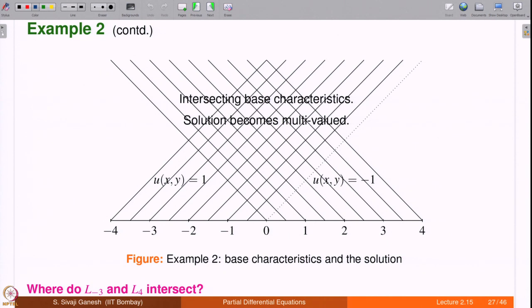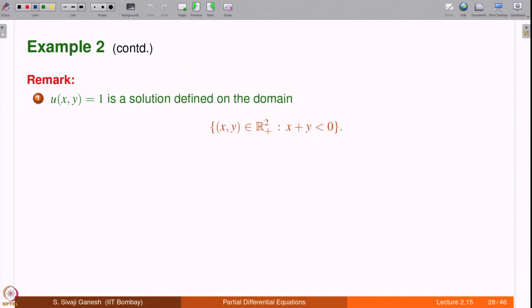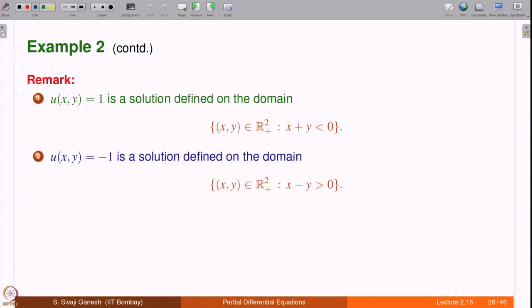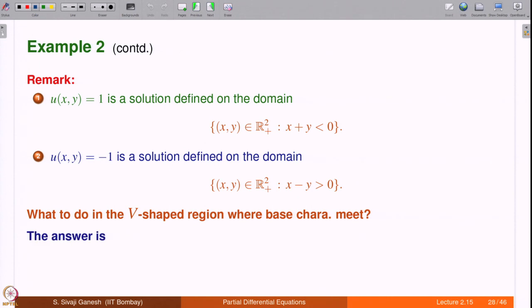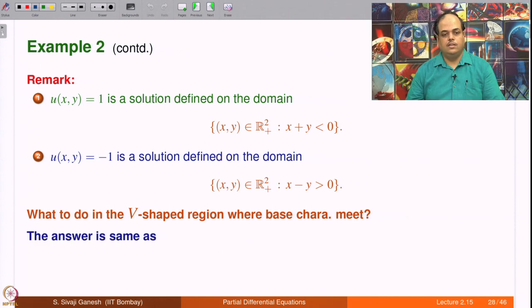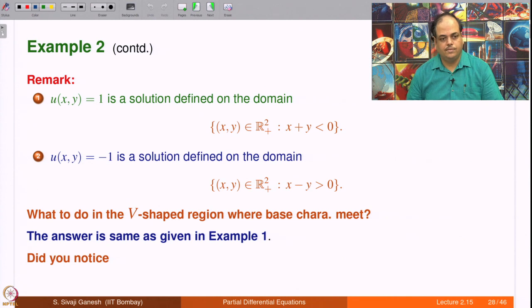Take L minus 3 and L 4, for example. L minus 3 is this line and L 4 is this line. They intersect here. At this point it is both 1 because of this and minus 1 because of this. Now, we can write down where 1 is a solution and minus 1 is a solution. Once again there is a problem in the V shaped region. The answer is the same as given before; something can be done which is out of scope, and you can read the books that I have suggested.